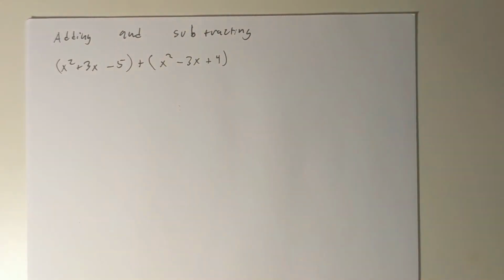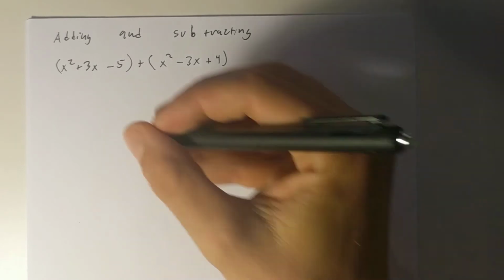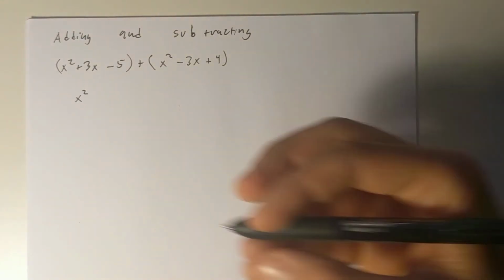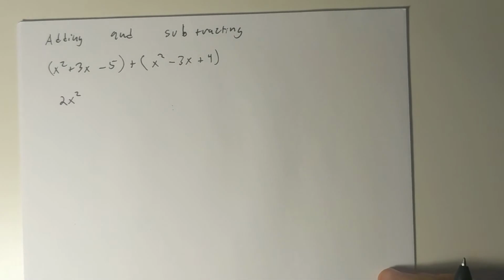So when I add two things that are the same, I get the exact same type of thing, I just get more of them. So what type of thing is this? It's still going to be x squared, but I had one over here, and I have one over here, so I've got to have 2. So this is 2x squared.